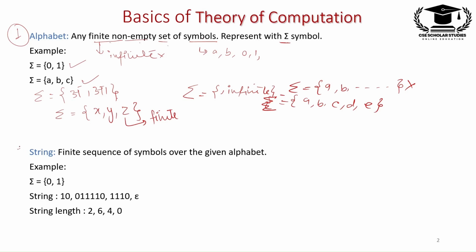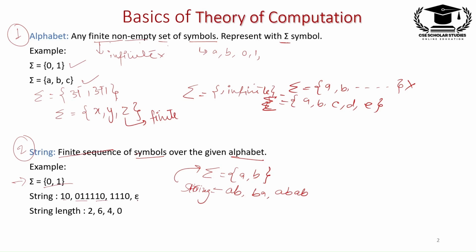And next is a string. What is a string? A finite sequence of symbols over any given alphabet. Suppose you have an alphabet A, B, and a finite sequence means any sequence like A, B, B, A, B, A, B. This is a string of the given alphabet A, B. For example, given alphabet 0, 1, a corresponding string is 1, 0, 0, 1, 1, 1, 1, 0. Epsilon is also a null string.